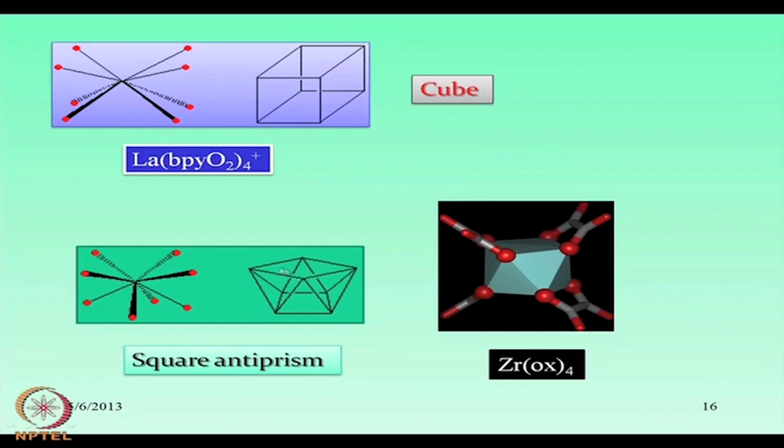So at the top we have the square plane, and at the bottom we have another square plane. So this is the top square plane, and here you have the bottom square plane. We see that the top square plane is occupied by one oxalate on this side and another oxalate on that side. Similarly, on the bottom side we have one oxalate on this side and another oxalate on this side, which will give rise to the corresponding square antiprismatic geometry for the Zr(Ox)4 molecule.